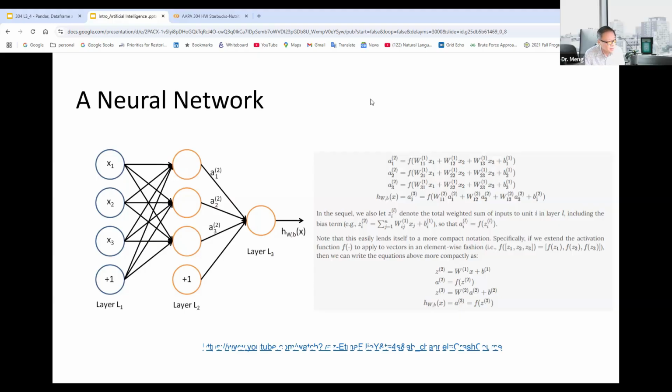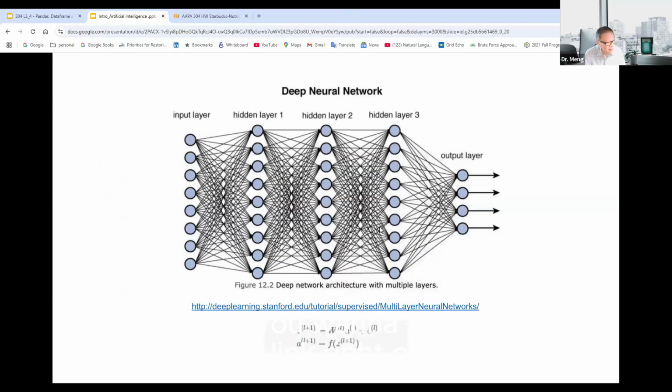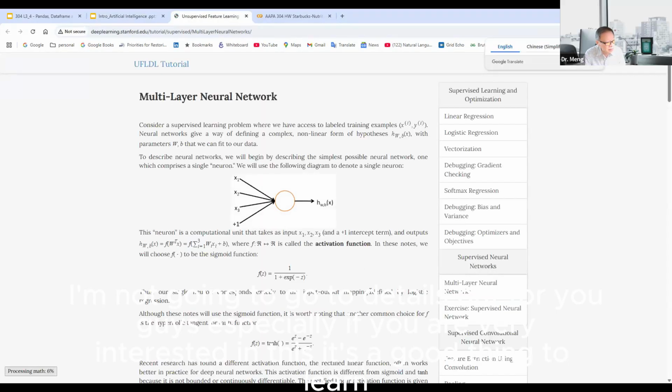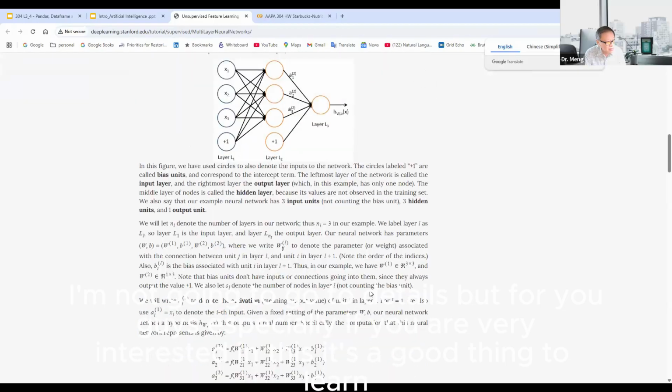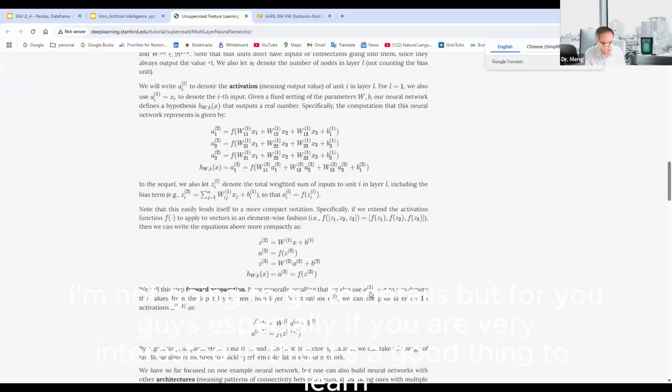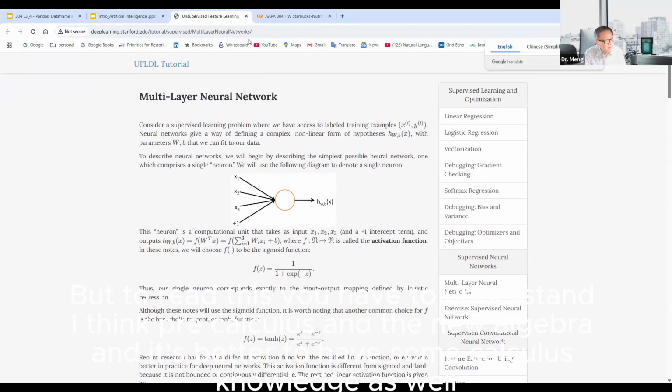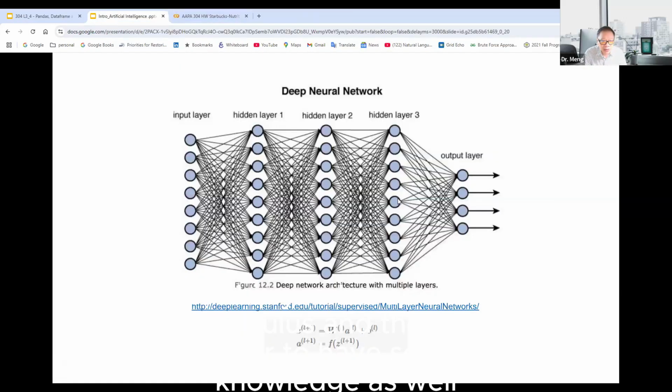Right. So a neural network is something like this. If you want more reading, I put a link right over here. It's a Stanford tutorial. I'm not going to go into details, but for you guys, especially if you are very interested in this, it's a good thing to learn. But to read this, you have to understand, I think, pre-calculus and linear algebra. And it's better to have some calculus knowledge as well.